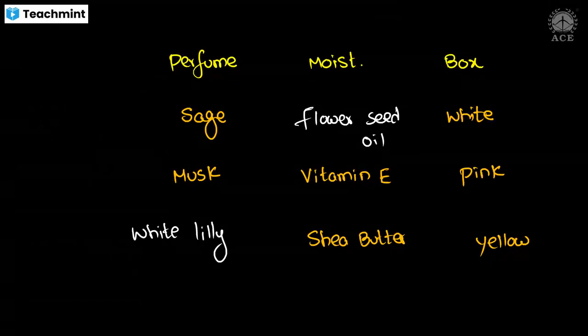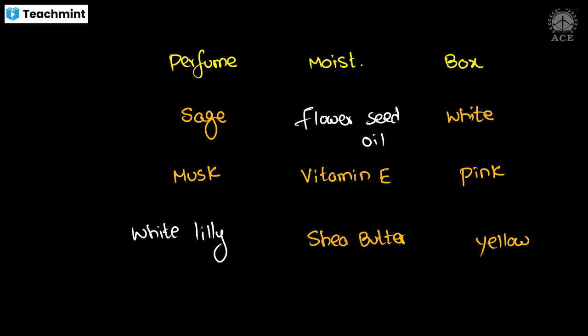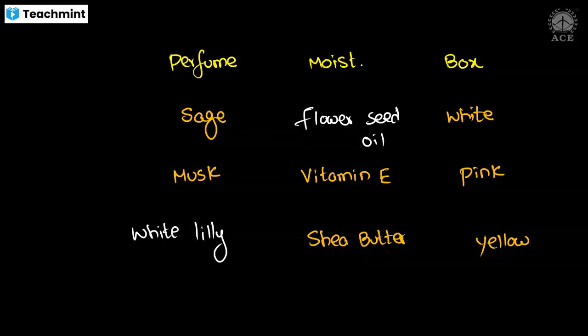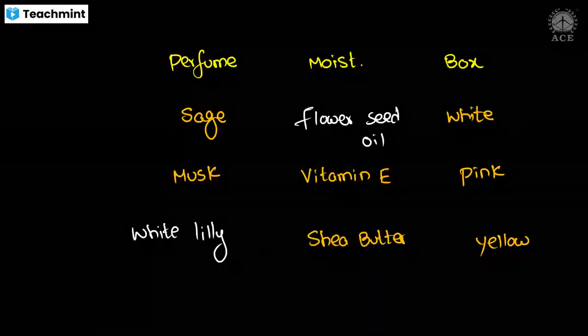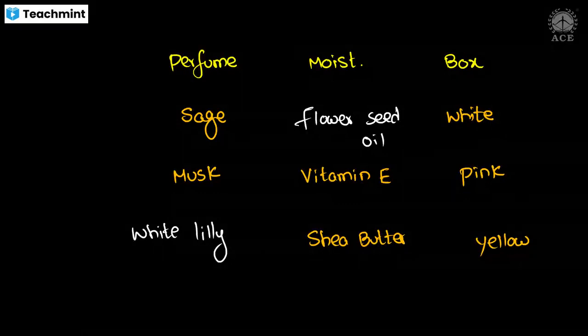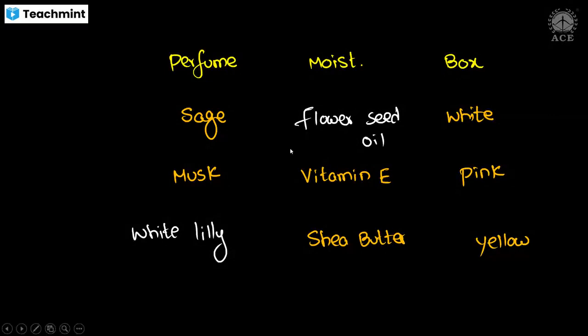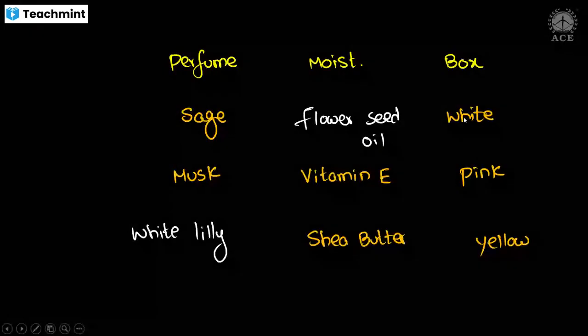So flower seed oil and yellow, is it? Or you just focus on what the question is. They mentioned the white box consists of which one? But I'm just making a small modification to the options. I think now you can find it here. Flower oil and sage is the correct combination. The white box contains flower oil and sage.